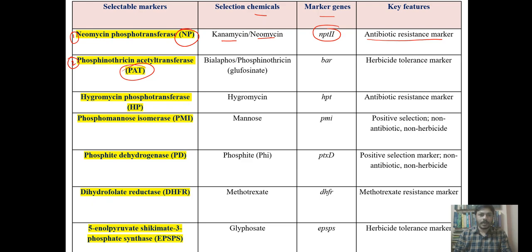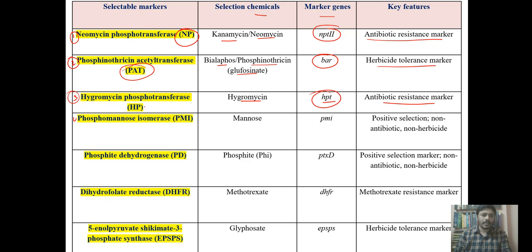The second selectable marker is the phosphinothricin acetyltransferase, known as PAT, and the selection chemicals for this marker are bialaphos or phosphinothricin, also known as glufosinate. They are encoded by the bar gene, and they are the herbicide tolerance marker. Number three is the hygromycin phosphotransferase, that is HPT. The selection chemical for this selectable marker is hygromycin, and the gene encoded is HPT, and it is also an antibiotic resistance marker.